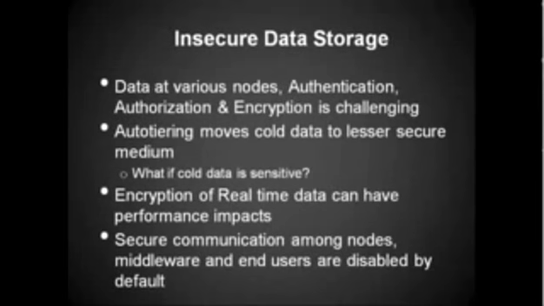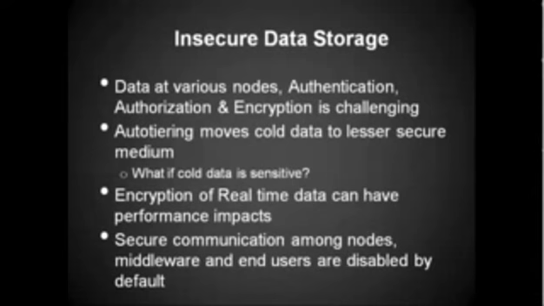Next risk in big data is insecure data storage. As the data is stored at thousands of nodes, authentication, authorization, and encryption of data at those nodes is really challenging work. On top of it, auto-tiering moves cold data to a less secure medium. What if your cold data is sensitive? Which means sensitive data is moved to a less secure medium.